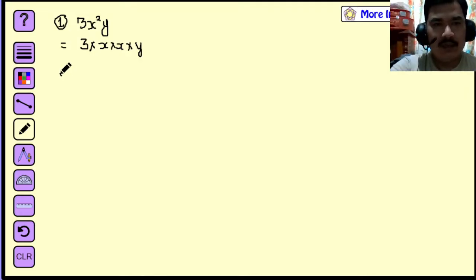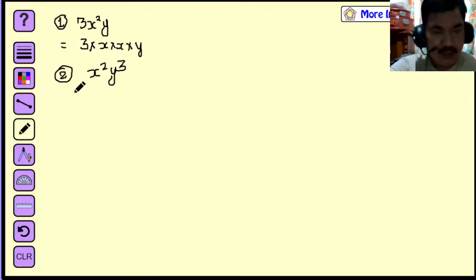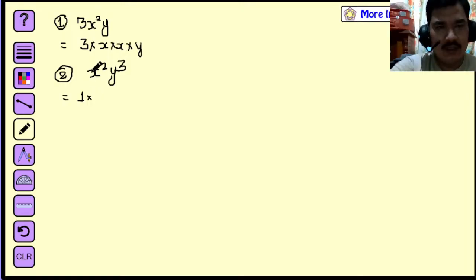I'm giving here number 2. Suppose there is given x square y cube. If there is nothing number given here, that means 1. We have to understand there is 1 in front of this term. Then its factorization will be done like this. Look here, 1. It is not compulsory to write 1. If you write also nothing happens here. There will be 1 as the coefficient.